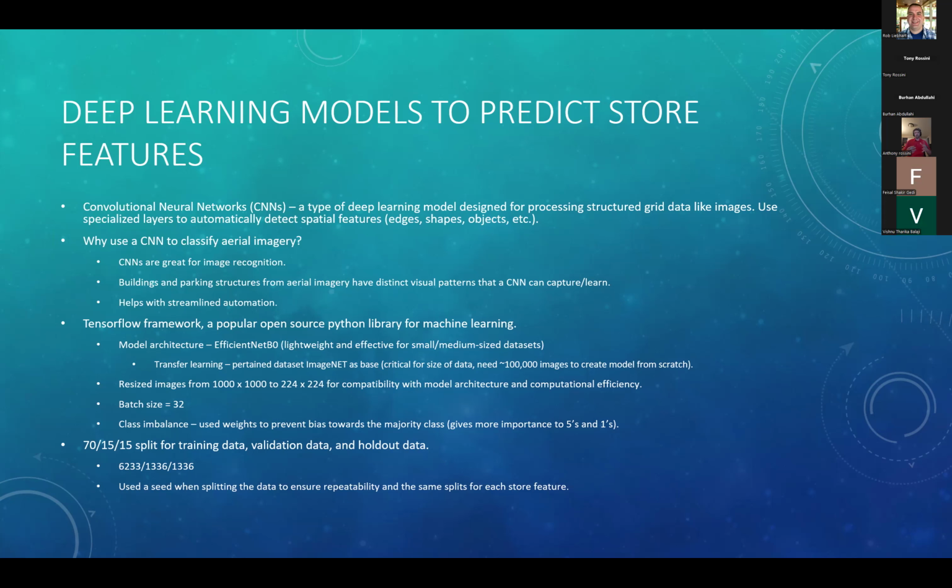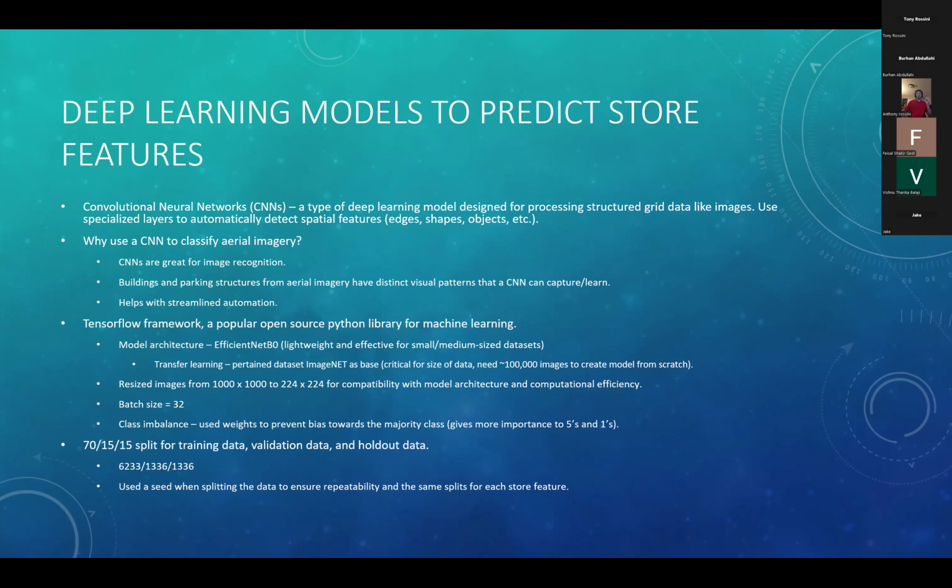And in a lot of the research that I did for the literature review, almost everyone was using some type of CNN to work with their imagery. So I went with that. I used TensorFlow, which is a Python open source library for machine learning. So I used that framework to build out these CNN models.